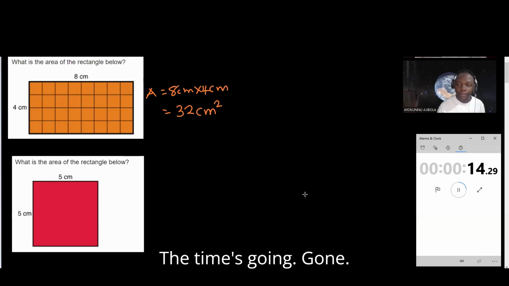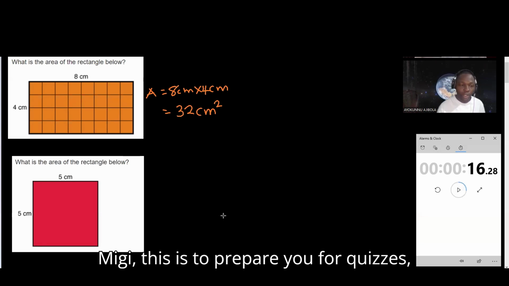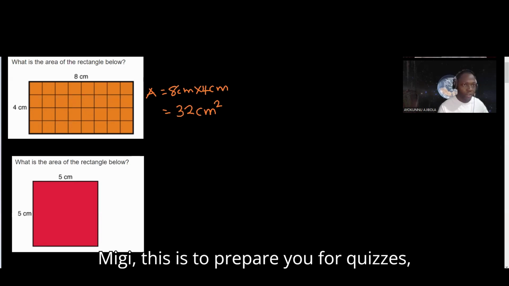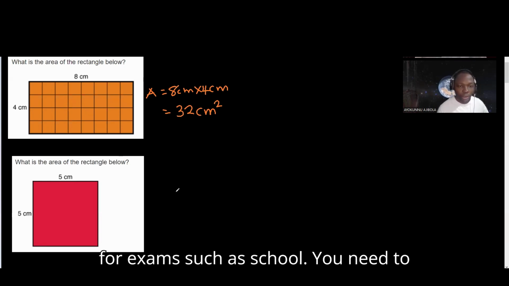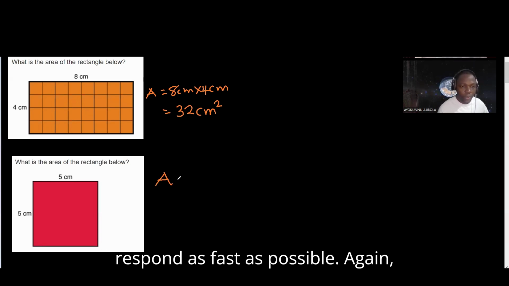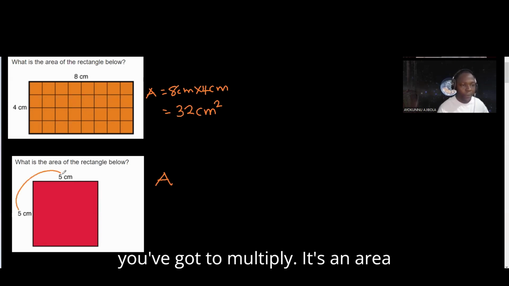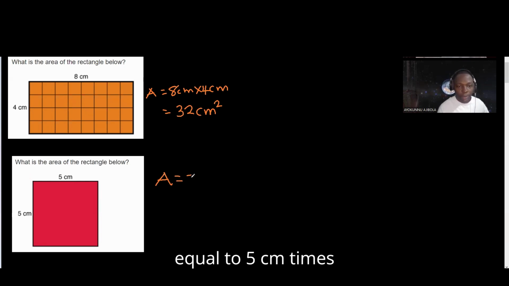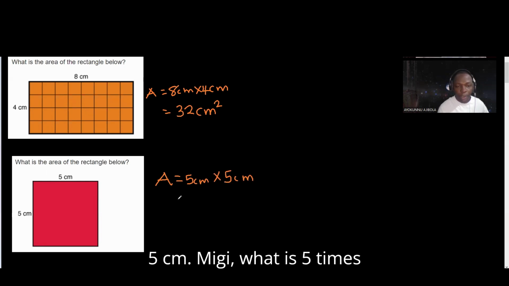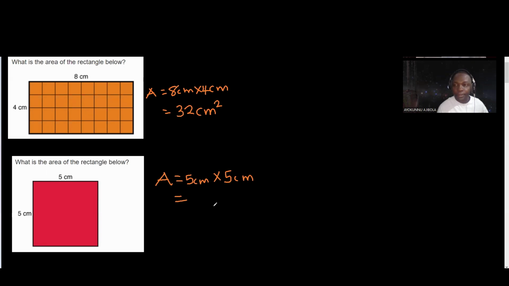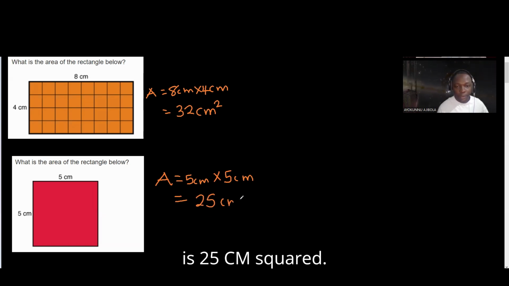Gone. Miggy, this is to prepare you for quizzes, for exams at your school. You need to respond as fast as possible. Again, you got to multiply. You say area equal to 5 cm times 5 cm. Miggy, what is 5 times 5? No response. 5 times 5 is 25 cm squared.